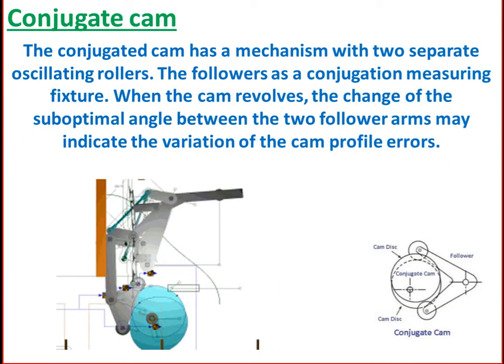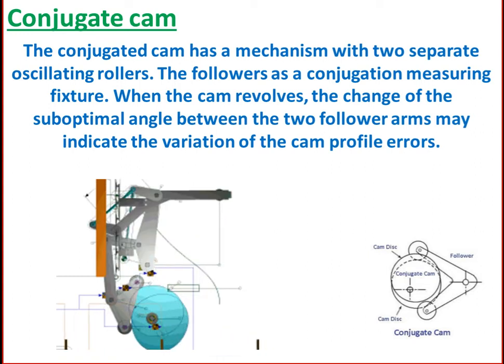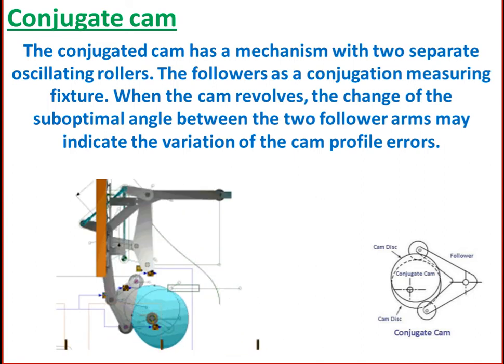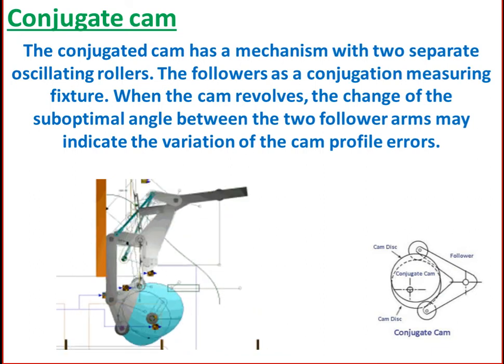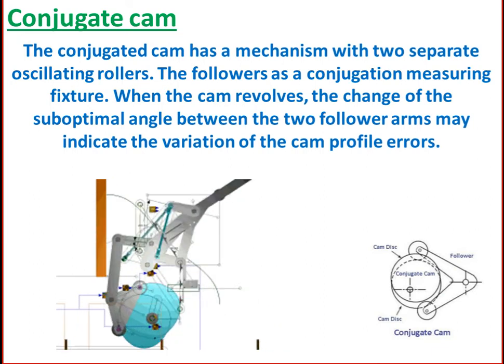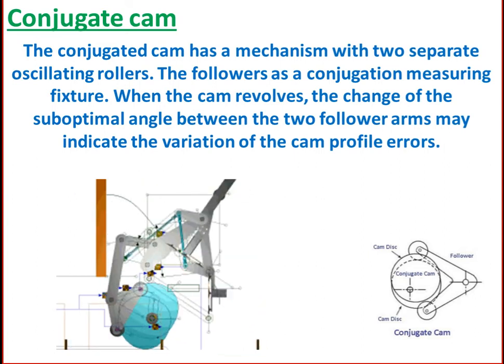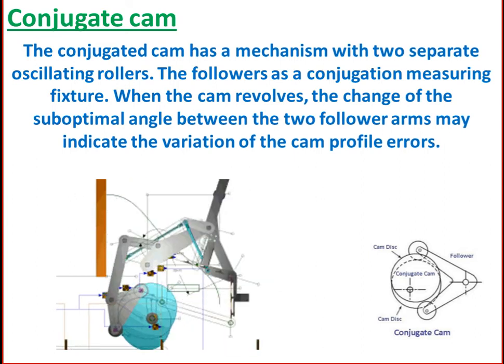Next type of cam is conjugate cam. The conjugate cam has a mechanism with two separate oscillating rollers. The followers act as a conjugation measuring fixture. When the cam revolves, the change of the angle between the two follower arms may indicate the variation of the cam profile errors.